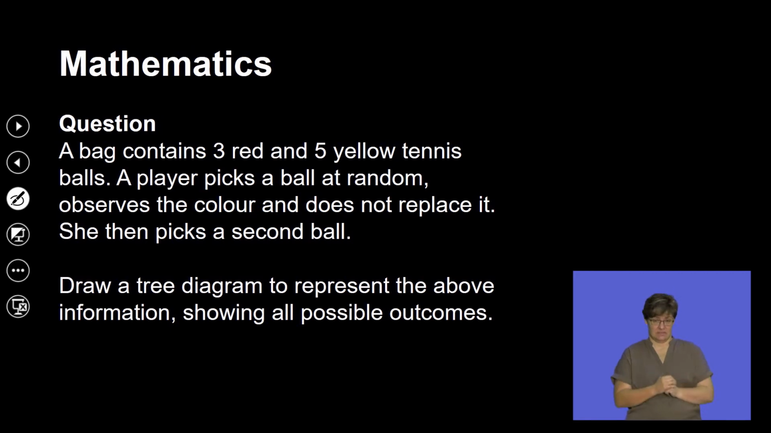But in this case, because there is no replacement, we recognize this is a clue for independence. But let's get into the detail. So we're told we've got 3 red balls and 5 yellow tennis balls. What we recognize is that this player picks up the balls at random. So there's no order here, there's no preference.